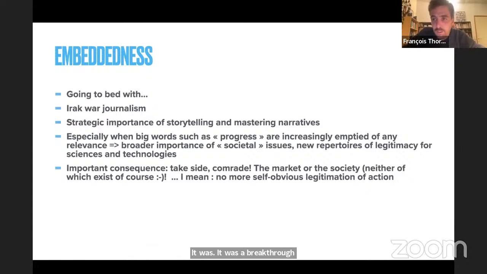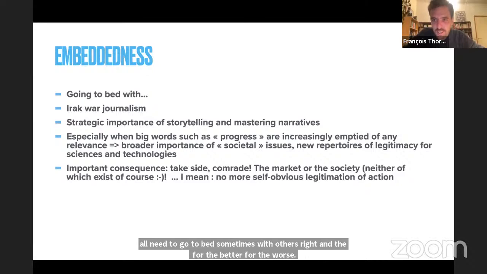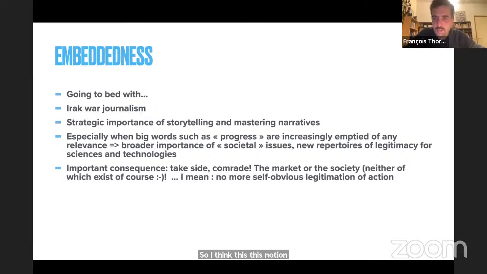I mean, we all need to go to bed sometimes with others, right? For the better, for the worse. So I think this notion is telling about how important it is to be close to the practices we're following, to the interlocutors we're talking to, the actual ground of daily practices, where things are warm and happening. But of course, it's also full of troubles and tensions.